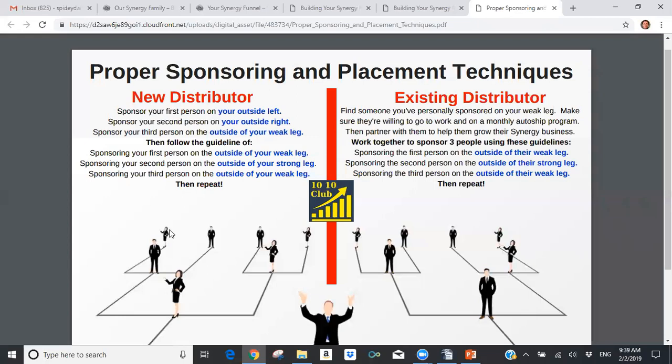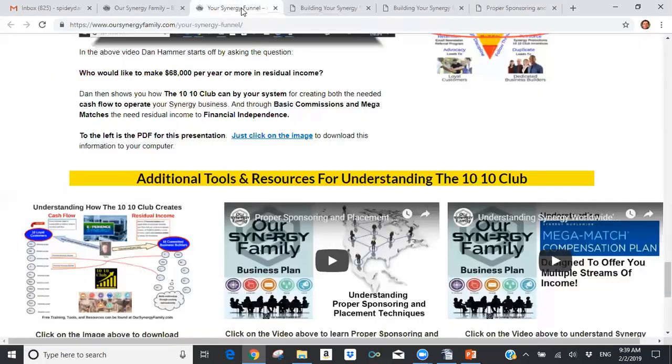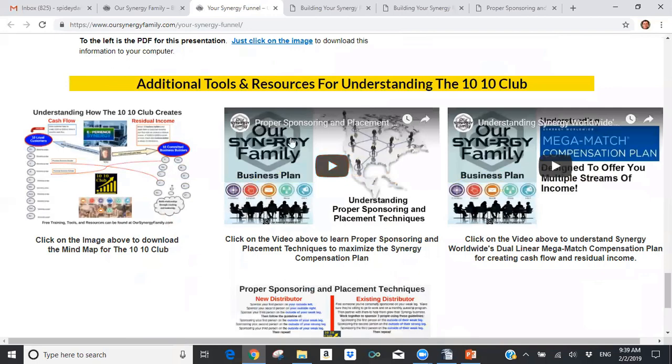Increases your basic commissions, as well as you help that individual see significant growth in their weak leg, which increases their basic commission, which then also increases your mega match off of their basic commission. So that's the proper sponsoring and placement technique. And again, if we go back to this page, this video here, understanding proper sponsoring and placement technique, will help walk you through that process.